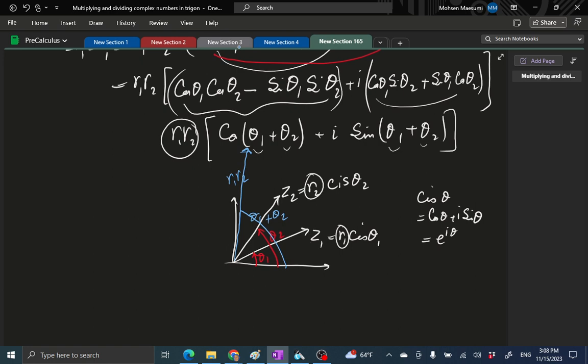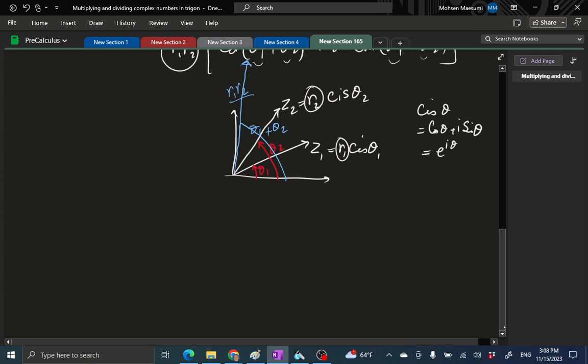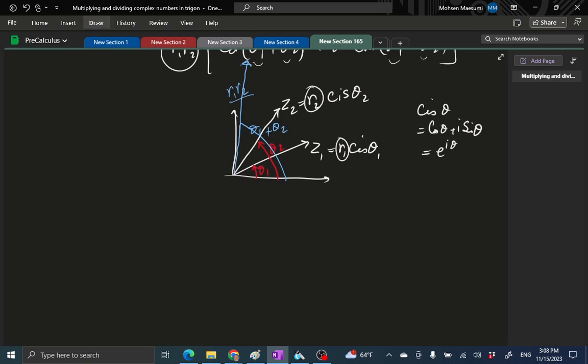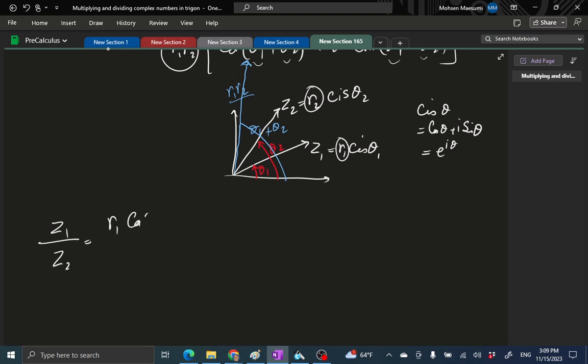So that's what happens to their angles, and their magnitudes simply multiply. The same idea applies to a ratio. So if I have Z1 over Z2, that is R1 (cosine theta 1 plus I sine theta 1) divided by R2 times (cosine theta 2 plus I sine theta 2).